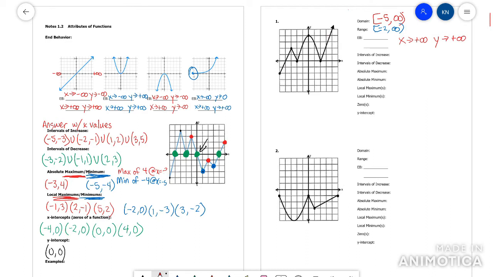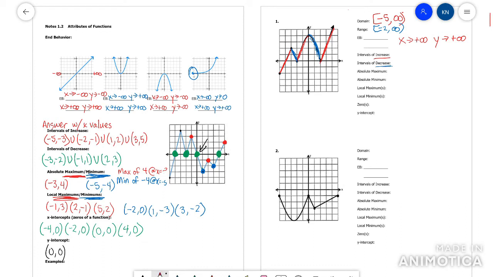Intervals of increase, decrease, well, we just went over that. That's basically from left to right. If it's going up, it's increasing. So like on this one, I have 1, 2, 3 sections that are going to be increasing. And then if it's going down from left to right, it is decreasing. So it looks like I have 2 sections where it's decreasing.